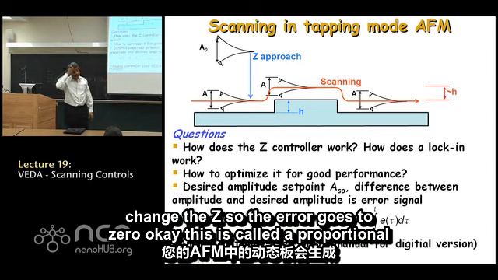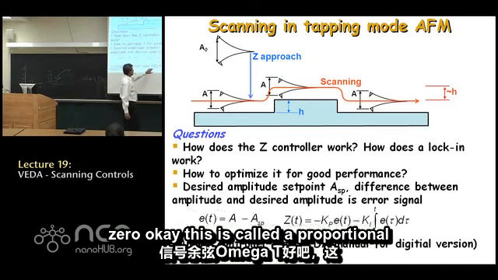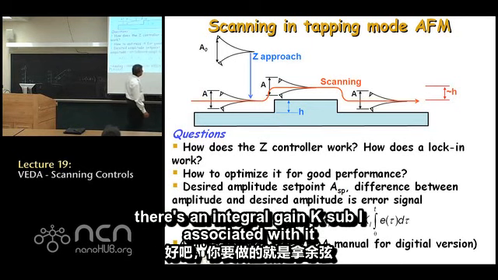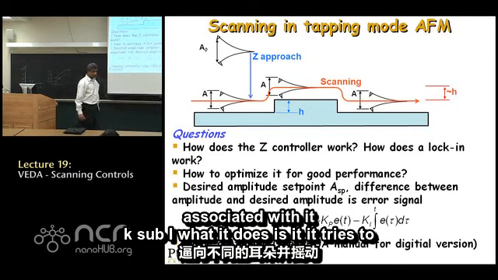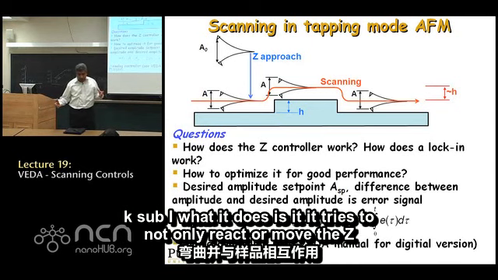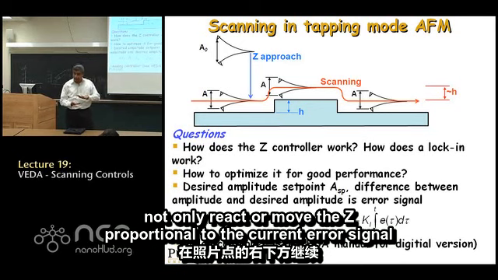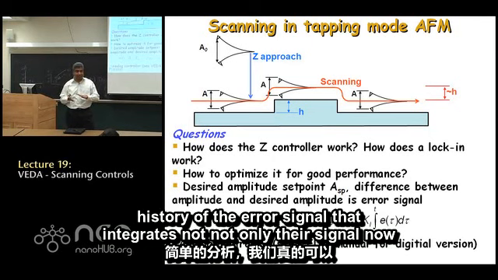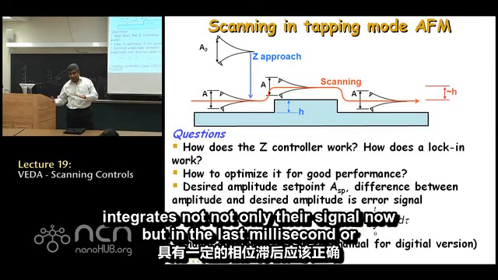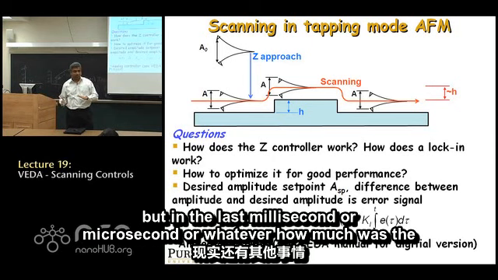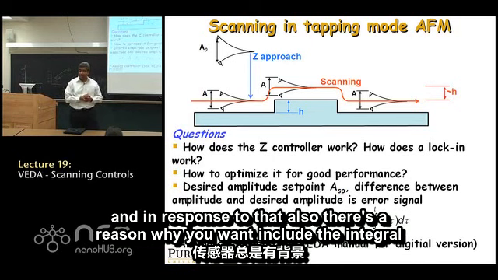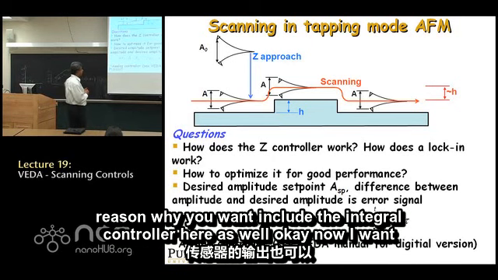Okay? This is called the proportional gain, Kp. There's an integral gain, K sub I, associated with it. What K sub I does is it tries to not only react or move the Z proportional to the current error signal, but it also looks a little bit at the history of the error signal. It integrates not only the error signal now, but how much the accumulated error signal was in the last millisecond or microsecond or whatever, and responds to that also. There's a reason why you want to include the integral controller here as well. Okay.